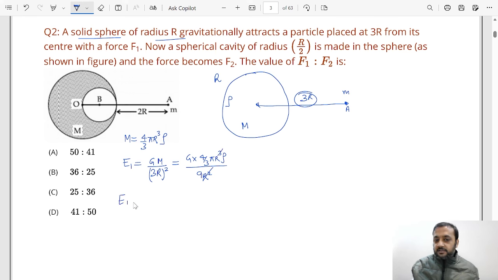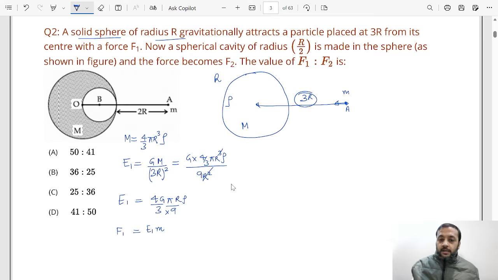So that means the gravitational field will become how much? 4G by 3 into pi into r into rho by 9. All right, so now this field will apply the force on you. So force F1, which we know is attractive in nature, will be equal to E1 into small m.